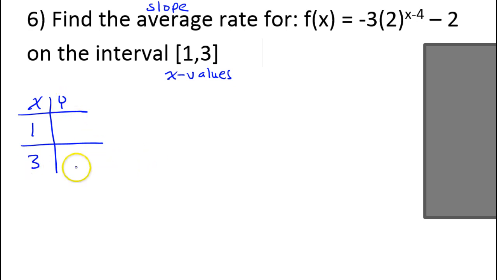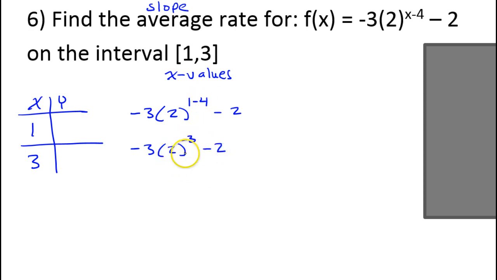Now I need the y values that go with these x values, so I'm going to use this formula to find the y values. Okay, so for this first x value of 1, to find the y value, I'm going to do negative 3 times 2 to the 1 minus 4 power. That 1 is the x because I'm putting 1 in for x. And then minus 2. So that's going to be negative 3 times 2 to the negative 3 power, because 1 minus 4 is negative 3.